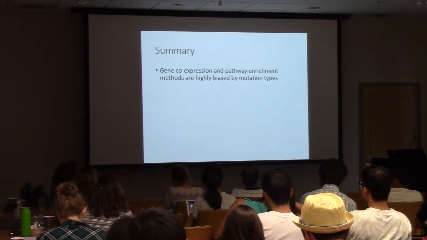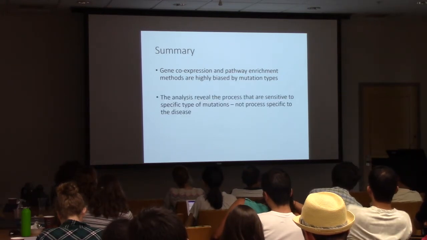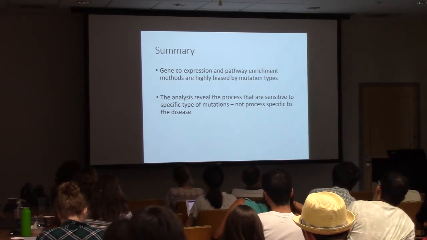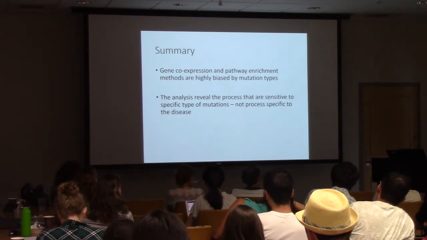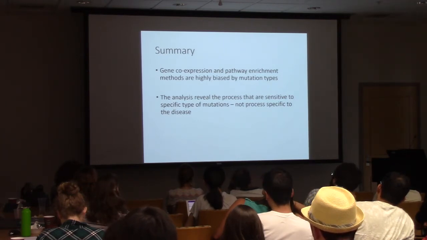But our analysis shows that all those pathways or co-expression enrichment methods are highly biased by mutation type. So if I use one mutation type, I get one result. If I use a different mutation type, I get very different pathways. I think that when we analyze those mutations, what we reveal are not the processes that cause a disease, but processes that are sensitive to specific types of mutations.